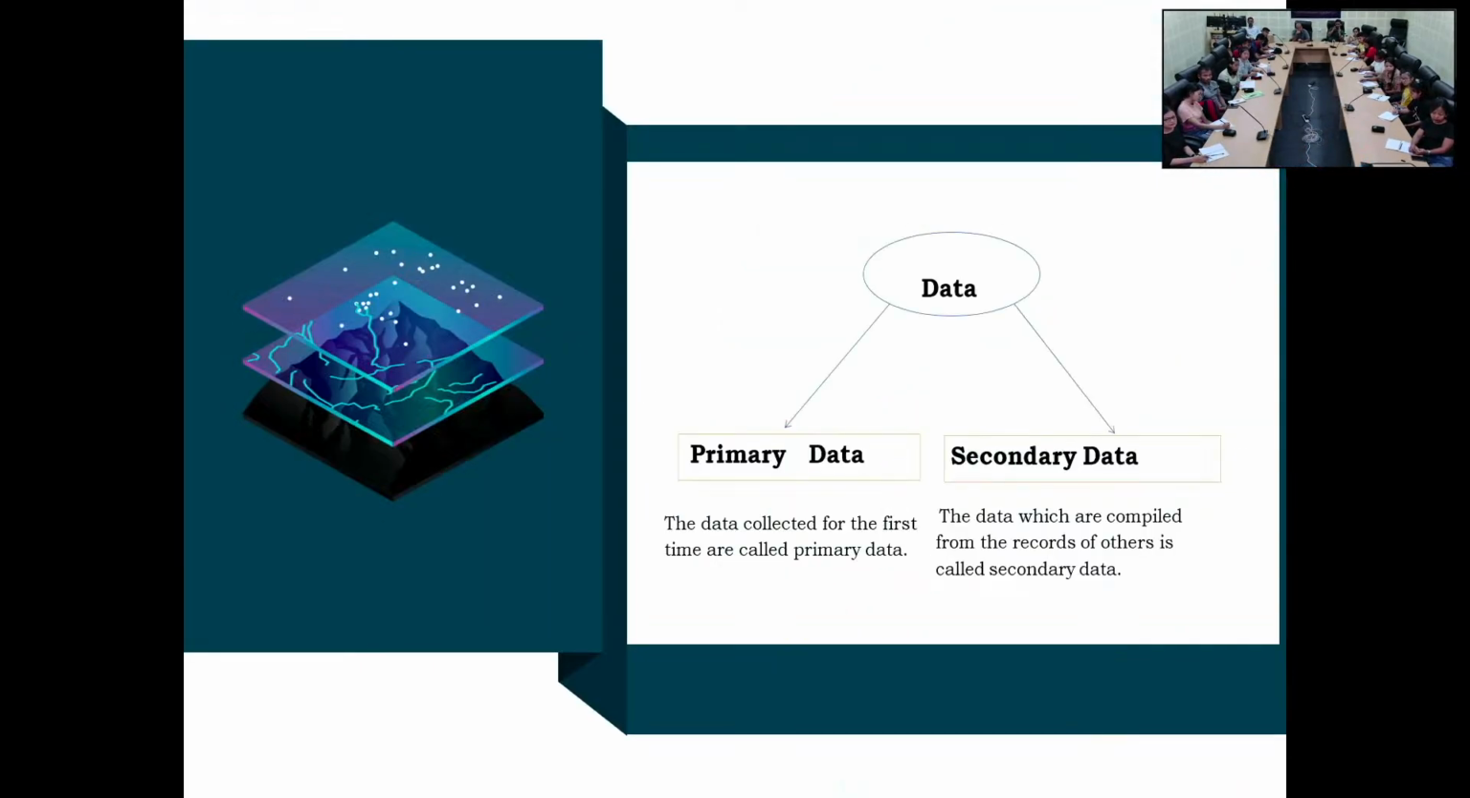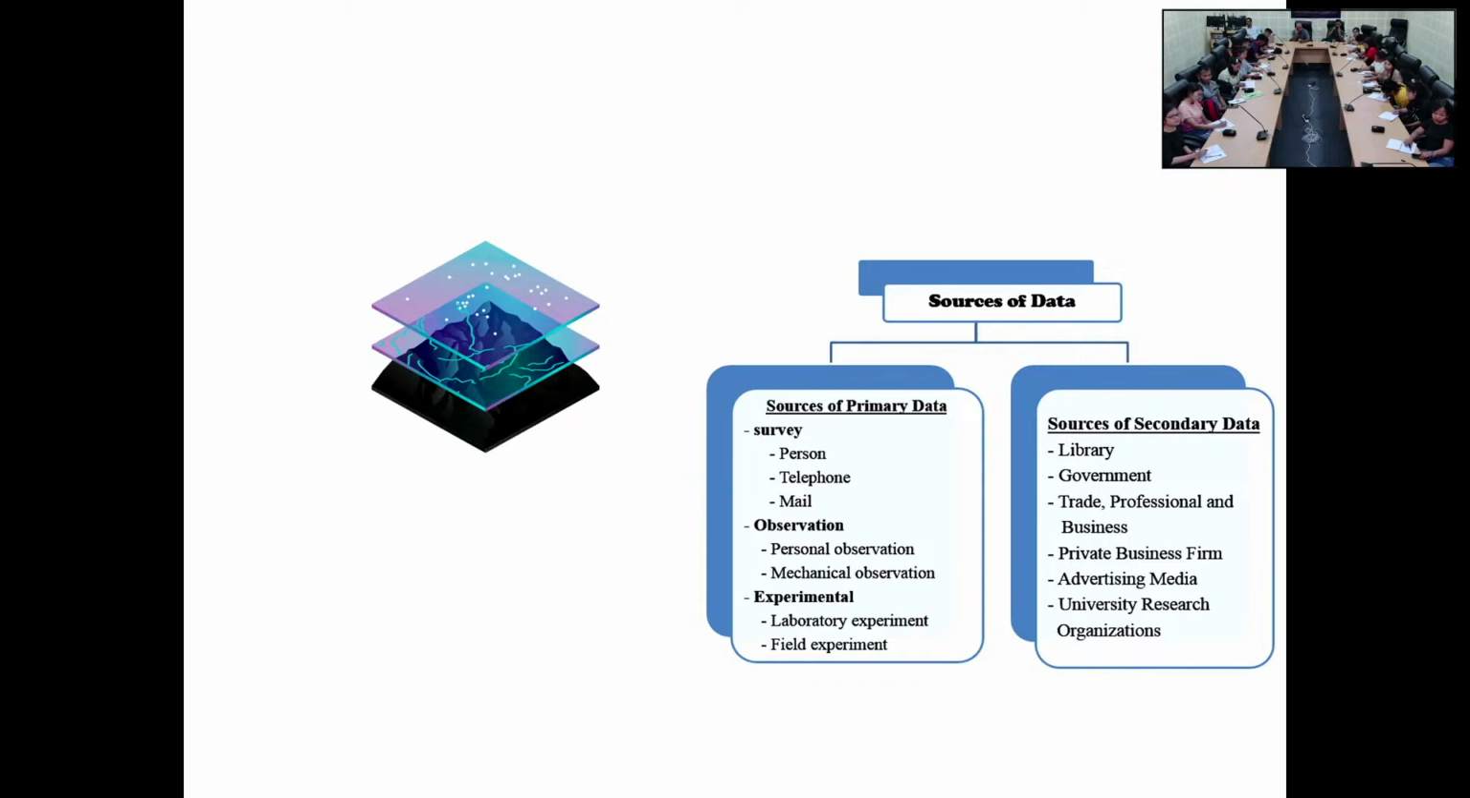So the data collected for the first time are called primary data, and the data which are compiled from records, that is magazines or statistics reports or any other sources, newspapers, etc., are secondary data. Then I have mentioned the sources of primary data. What are the sources of primary data? In this I have mentioned surveys, person to person surveys, that is interviews, telephonic conversation, then through mail you get some data.